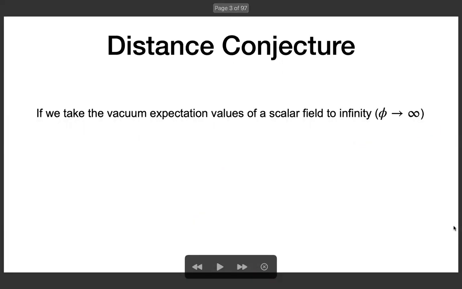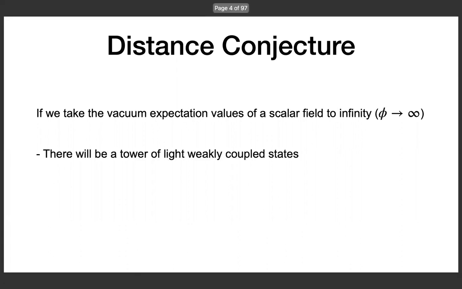Today I'm going to be focusing on two conjectures in particular. Let me briefly review the statements of the conjectures. The first one is the distance conjecture. Its statement is that if you take a scalar field, a modulus of your theory, and take its vacuum expectation value to infinity, then there's a tower of light weakly coupled states. Both the fact that they're light and weakly coupled is important.